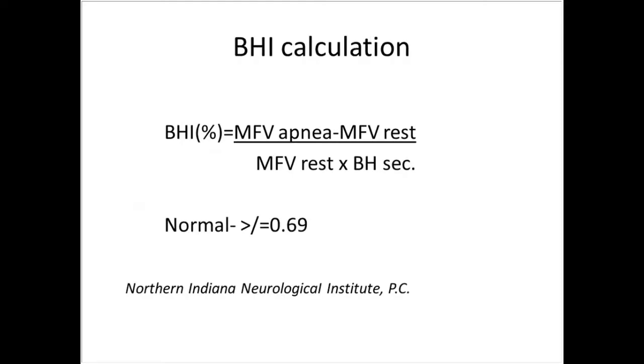And what you get is a breath holding index, and that is calculated by taking the mean flow velocity during apnea minus mean flow velocity at rest, divided by the mean flow velocity at rest, times the amount of seconds the patient was able to hold their breath. And the normal value is greater than or equal to 0.69.